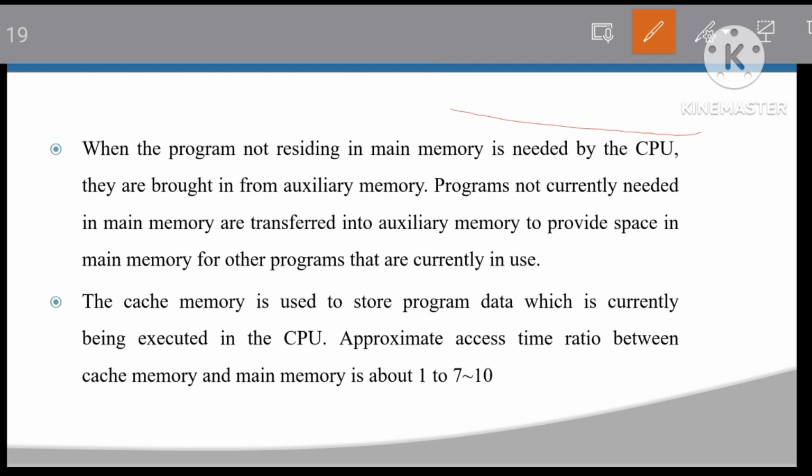Next, the cache memory is used to store program data which is currently being executed in the CPU. The approximate access time ratio between the cache memory and main memory is 1 to 7 to 10.